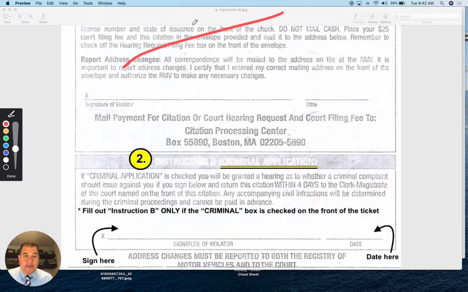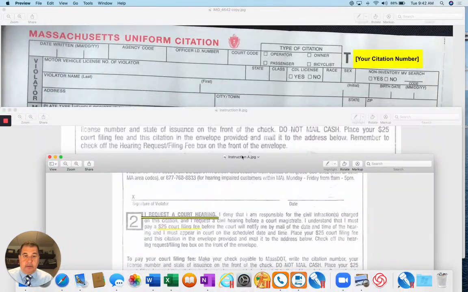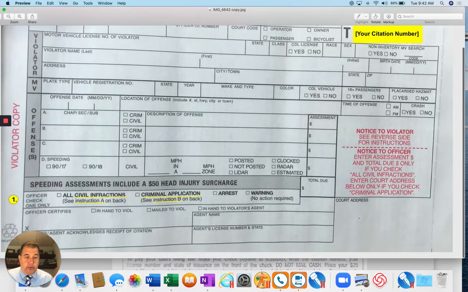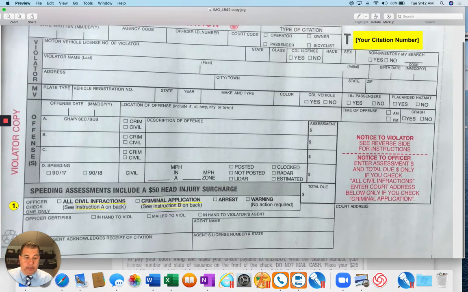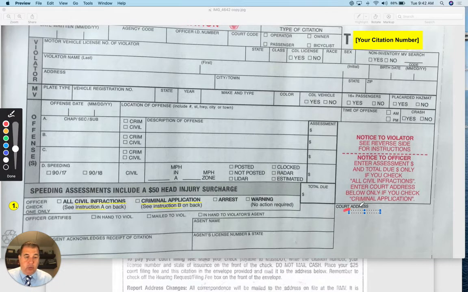So going back to the front of the citation, the court address should be listed right here. Okay. So wherever you were, say, in Woburn, where we're at, the Woburn District Court will be listed here, okay? And it's the court for the area that you're in.